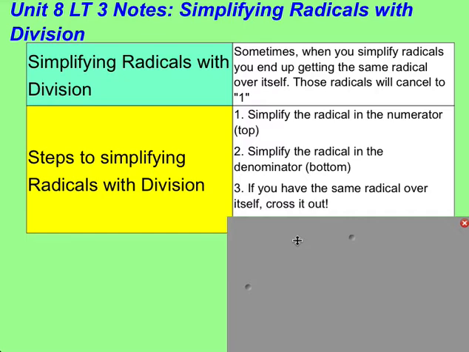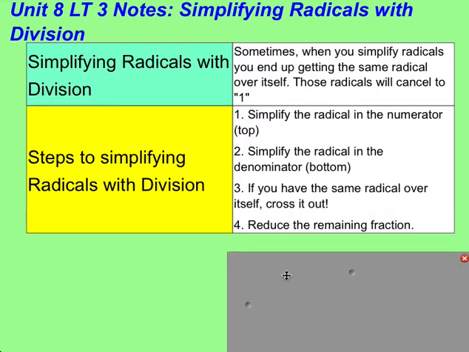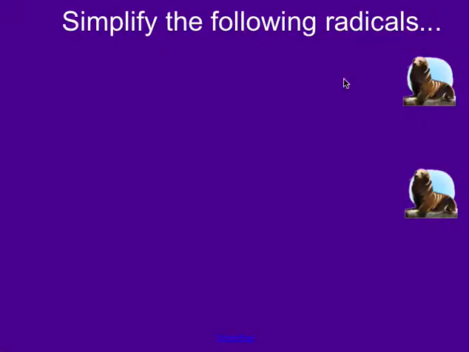So now you're going to make a fraction. And then with the pieces you pulled out, you're going to reduce what fraction is left over. So that's the process that we're going to be using today. Let's go ahead and take a look at that.